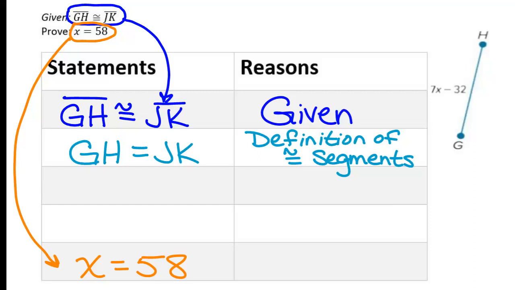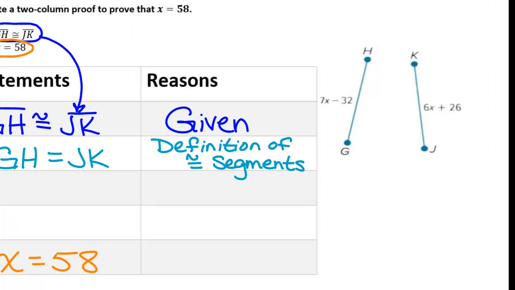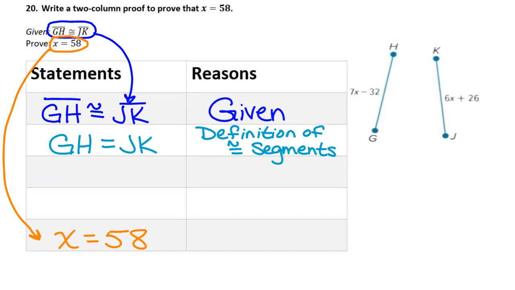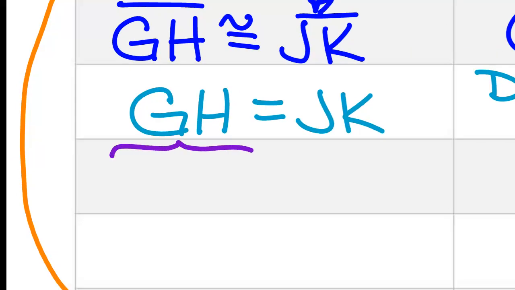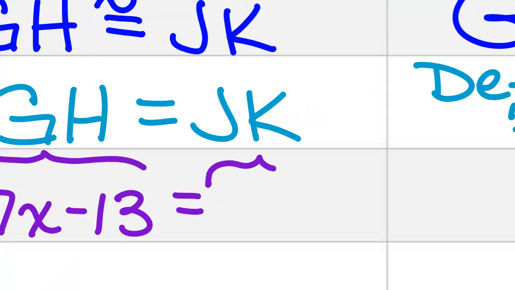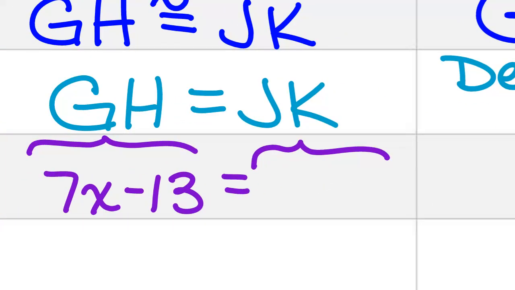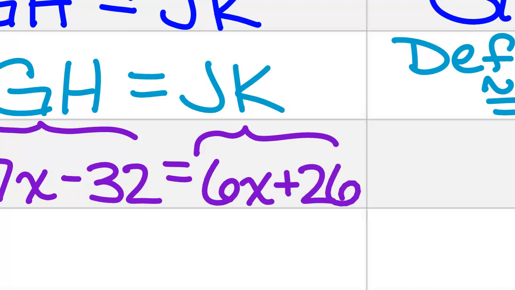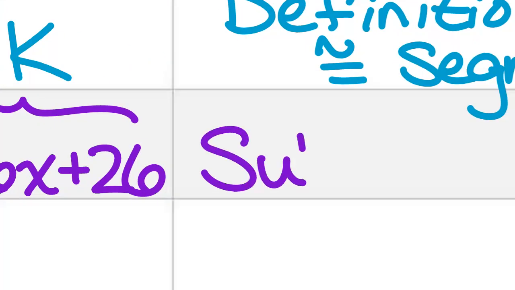We only have 2 more statements to make here. I know from looking down at where I'm trying to get to that I need something that has an X in it. Do you see anywhere that we've got X's? The picture. So what can I do with the picture? Substitute. What goes in for GH? 7x minus 13. What about for JK? Oh, 32. I'm sorry. I thought I heard 13 and I didn't look. That's my bad. 32. And JK? 6x plus 26. What did we use there? Substitution.